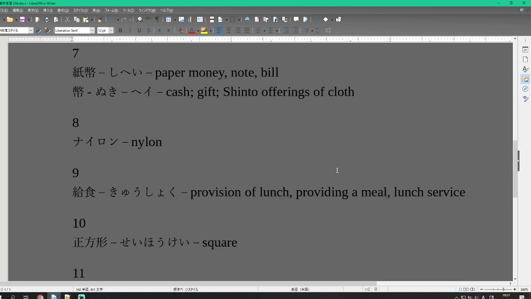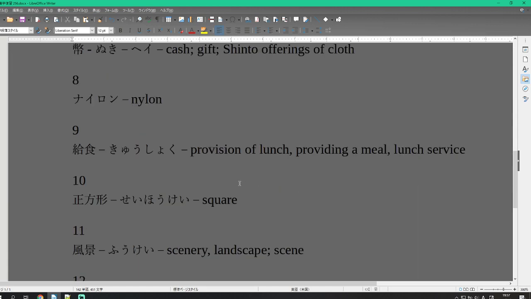Number 8 is Nairon. Again, no kanji here, just our katakana. Nairon is nylon.